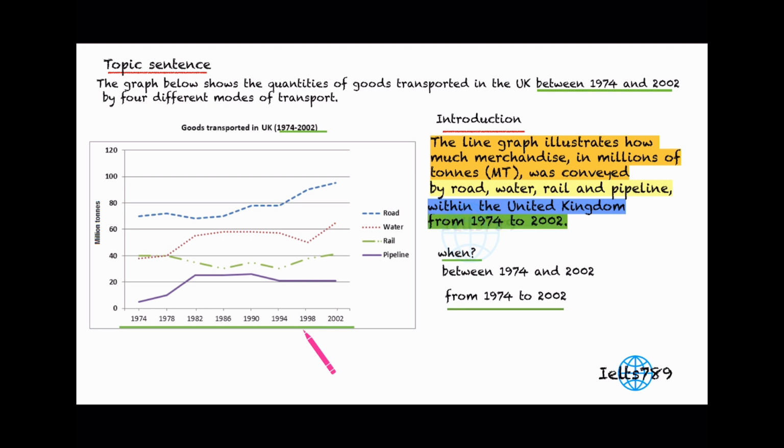Now we have our complete introduction. The line graph illustrates how much merchandise in millions of tons was conveyed by road, water, rail and pipeline within the United Kingdom from 1974 to 2002.